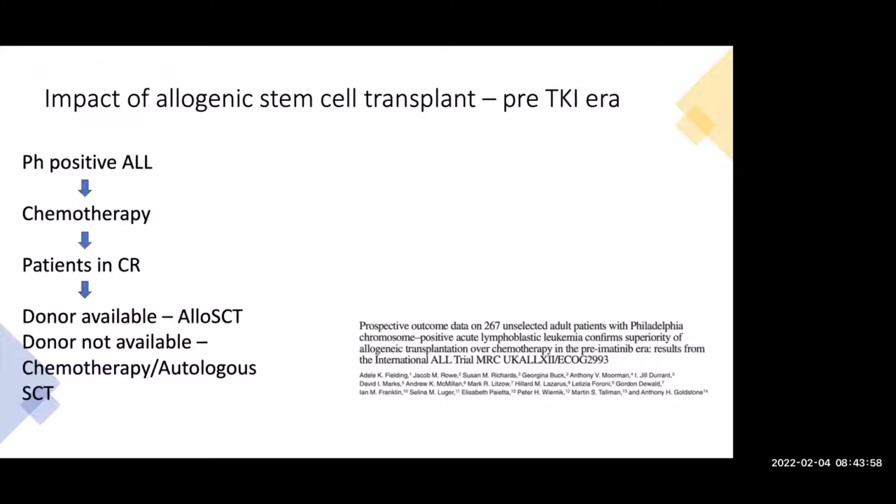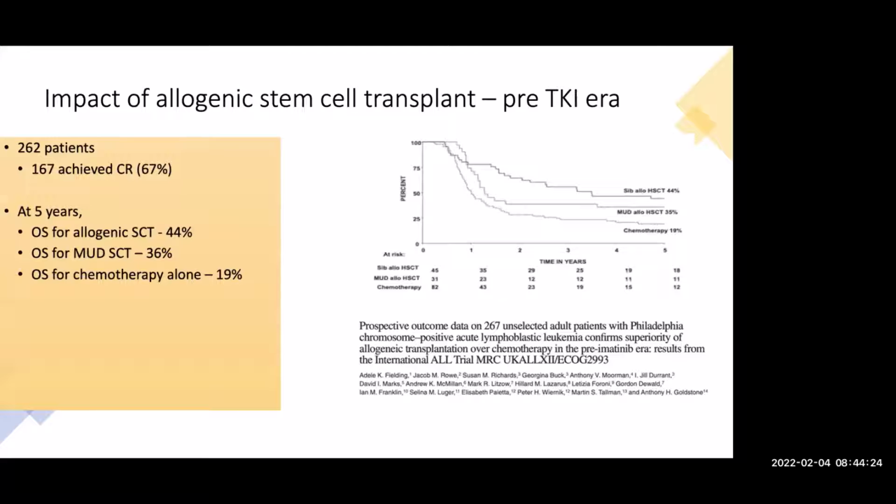This was in the pre-imatinib era, where Ph positive ALL patients received chemotherapy, and those patients who were in CR were assessed for availability of donor. If the patient's sibling donor or a matched unrelated donor was available, the patient underwent allogeneic transplant. If a donor was not available, they received either chemotherapy or autologous transplant. Most of the patients received chemotherapy, and there were 262 patients. Only 167 patients achieved CR, which was 67% of the total patients.